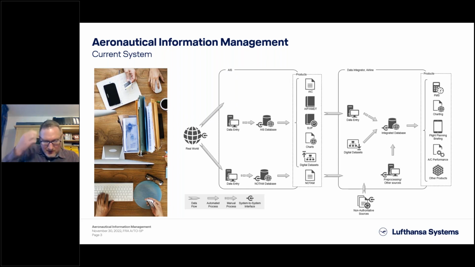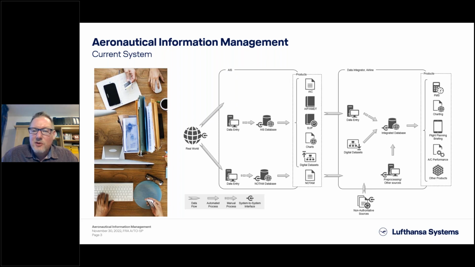And luckily, right now, the first states are starting to publish not only obstacle datasets, but also AIP datasets in a digital format. If you look on the right side, there is no dramatic change on the consumer side. We still have the same products. We still have more or less the same process. But as we are getting more and more digital data sets now, the role of the data maintenance officers will change.